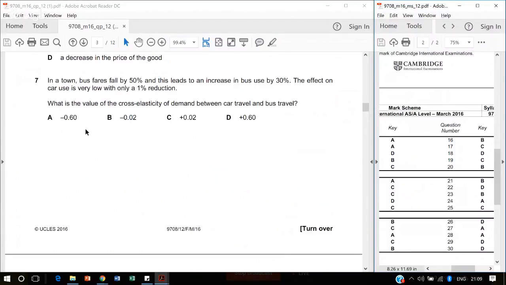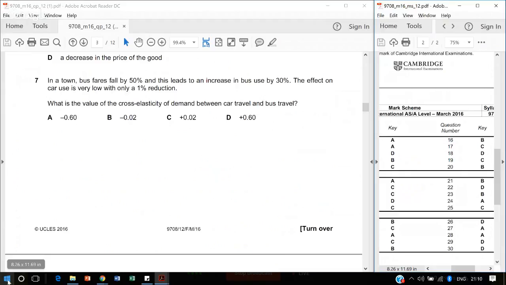7. In a town, bus fares fall by 50%, and this leads to an increase in bus use by 30%. The effect on car use is very low, with only a 1% reduction. Okay. What is the value of the cross elasticity of demand between car travel and bus travel?